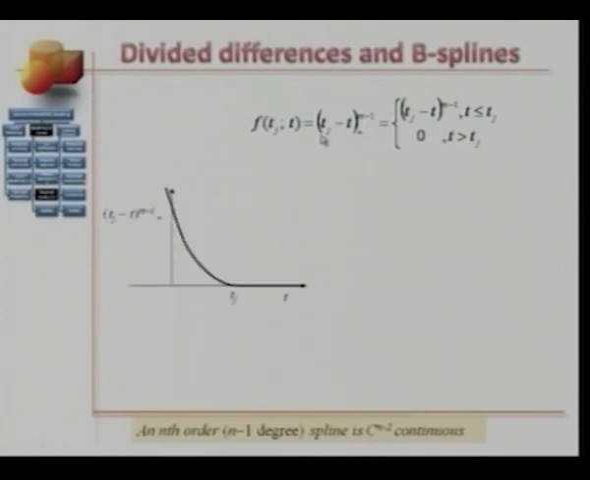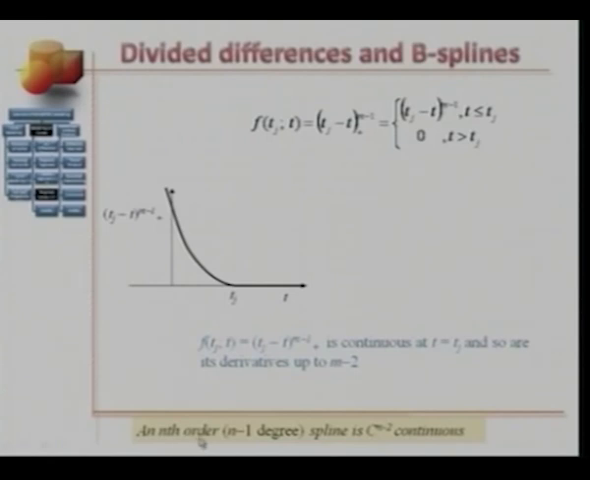This is how this function looks. For values of t smaller than tj, the function is a pure polynomial of degree m minus 1, and for values of t greater than tj, the function is truncated to have a 0 value. So f(tj; t), which is (tj minus t) truncated raised to m minus 1, is continuous at t equals tj right here, and so are its derivatives up to m minus 2.